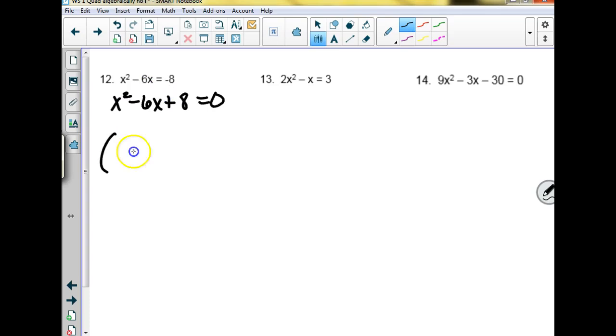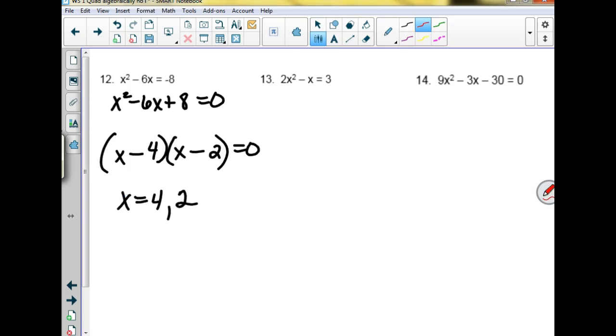How does that factor, guys? 4 and 2 will make 8, and it needs to be a positive 8, but they need to make negative 6. So I get positive 4 and positive 2.